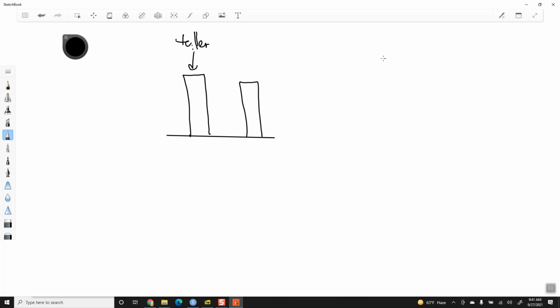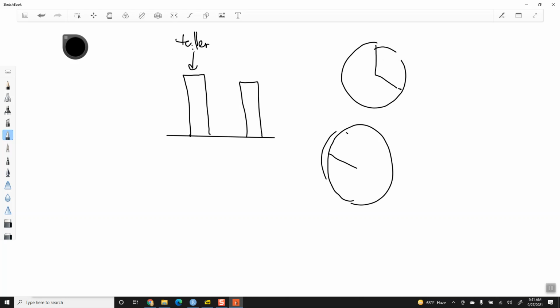Whereas if I give you a circle here, and I give you an angle here, and I give you this angle over here, and I say which angle is bigger, it's hard, okay? Now you might be like, oh, they're the same.